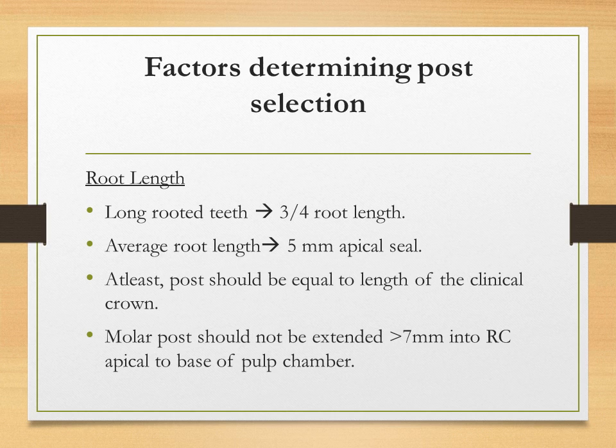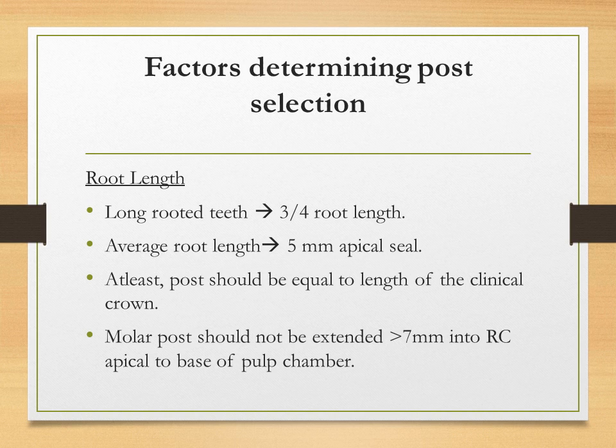Whereas if you have only an average root length, please try to maintain at least 5 mm of apical seal. The remaining portion can be kept for the post. And for the very short roots, you have to sacrifice on your apical seal, and from 5 you can actually go down to the bare minimum of 3 mm.